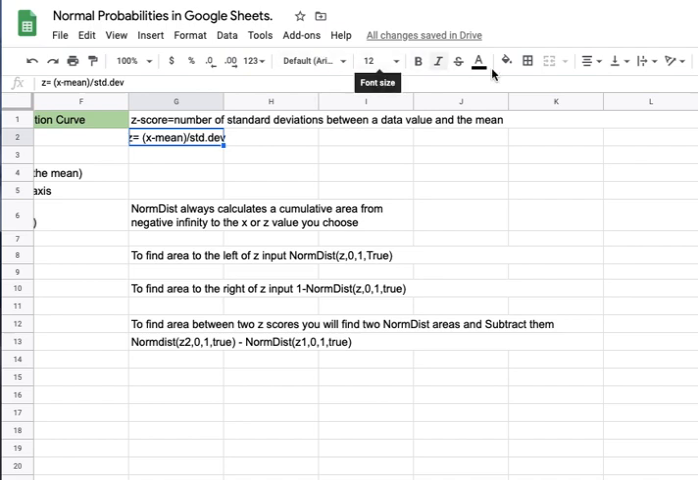Why is this giving me such a problem here? Let's just do that. Boom, fixed it. So now we can see the equation.